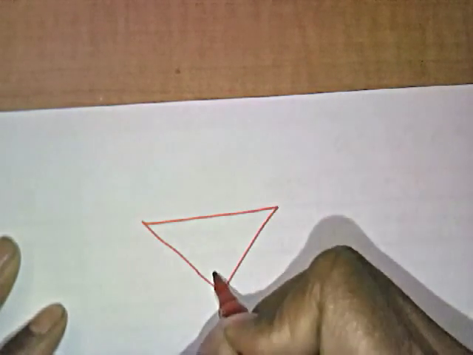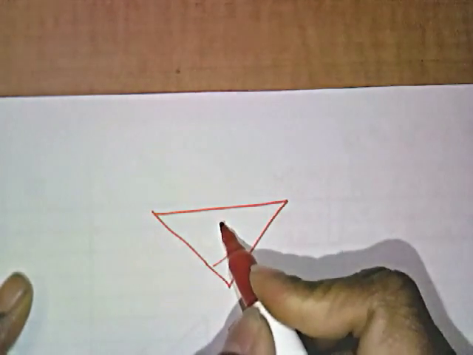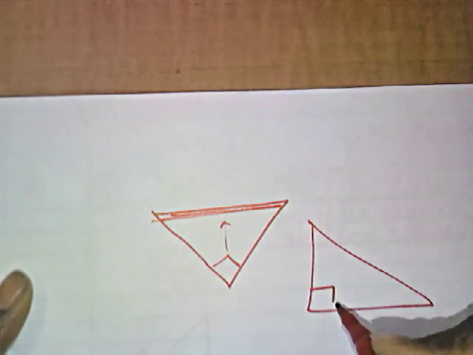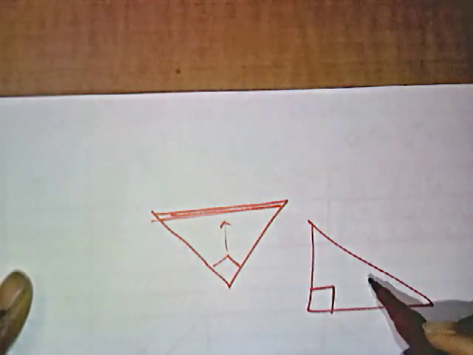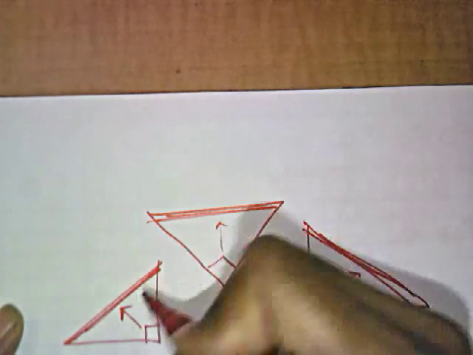There are a few things that you need to know. You absolutely need to know how to identify a hypotenuse of a triangle. So if this is my triangle, what is the hypotenuse? It's opposite the right angle, it's that one. If this is my triangle, which one is the hypotenuse? That right there. And if this is my triangle, which one is the hypotenuse? This right here, opposite the right angle.